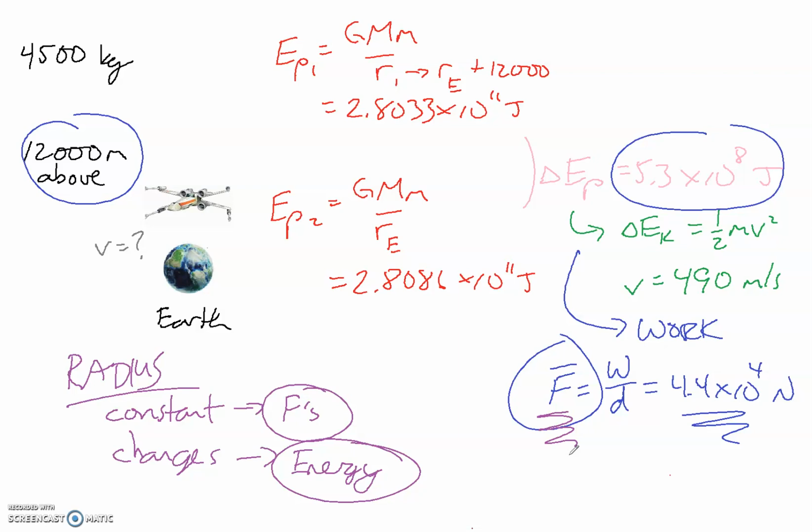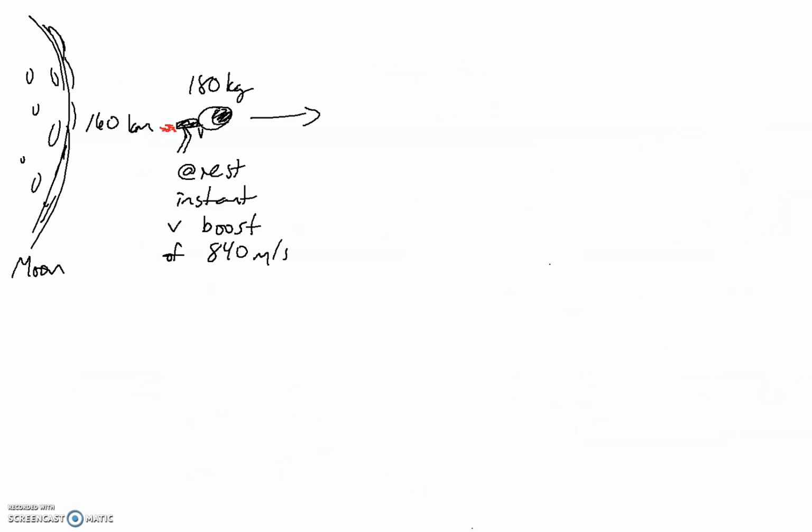Okay, so let's look at another question, another situation, and get some more practice with this. Here we have a 180 kilogram astronaut with a little jetpack on, and he's 160 kilometers away from the surface of the moon, and he's at rest. And he's got a little magic jetpack that's going to give him an instant speed boost of 840 meters per second, which is only going to last for an instant in time, and we're not going to worry about the acceleration killing him or anything like that. So just a nice little idealized situation.